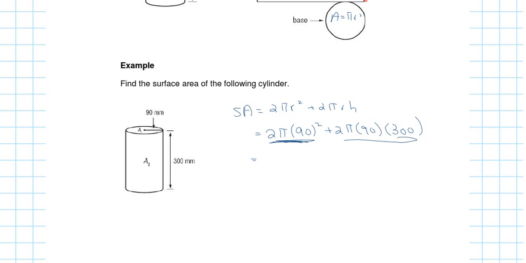So 220,539.8, and that's going to be millimeter squared. Guys, make sure you use the pi button, right? Most calculators have the pi button because that gives you all the decimals that pi has. Okay, and then your unit for the surface area is squared, whatever your unit is.